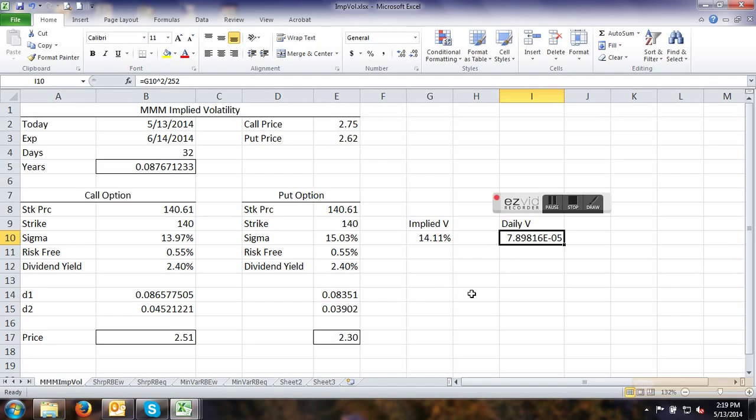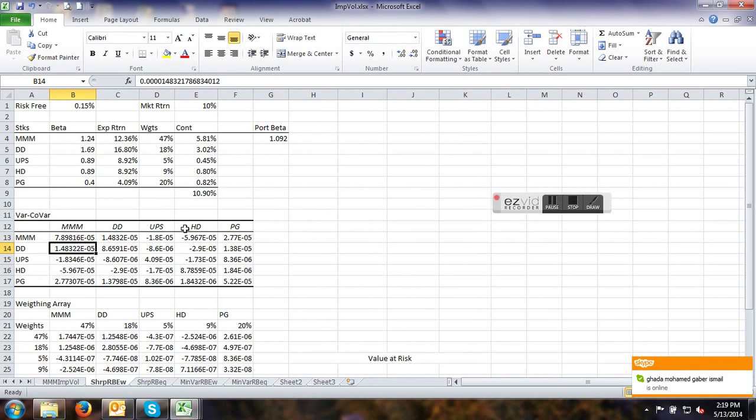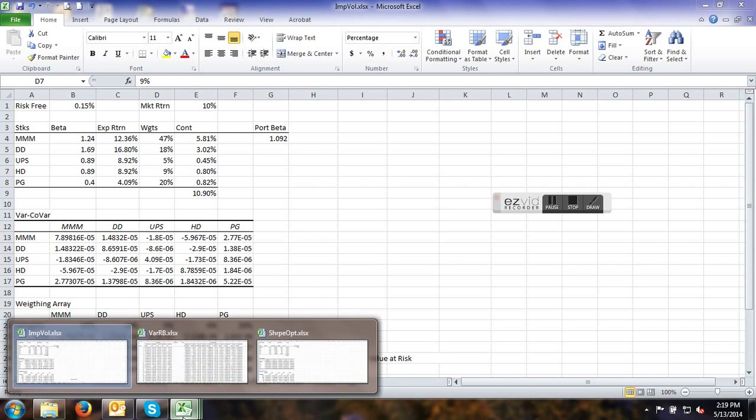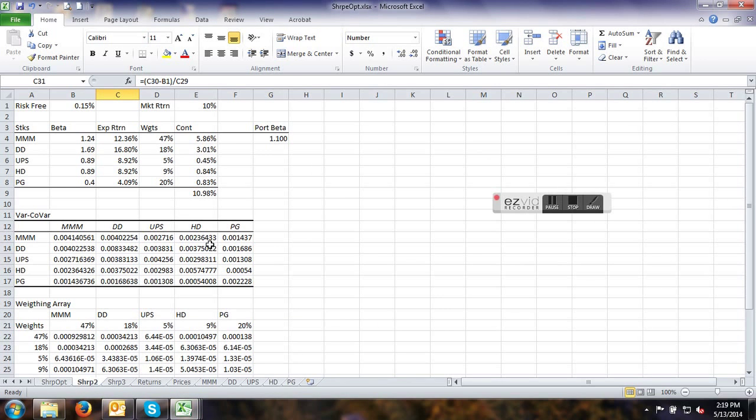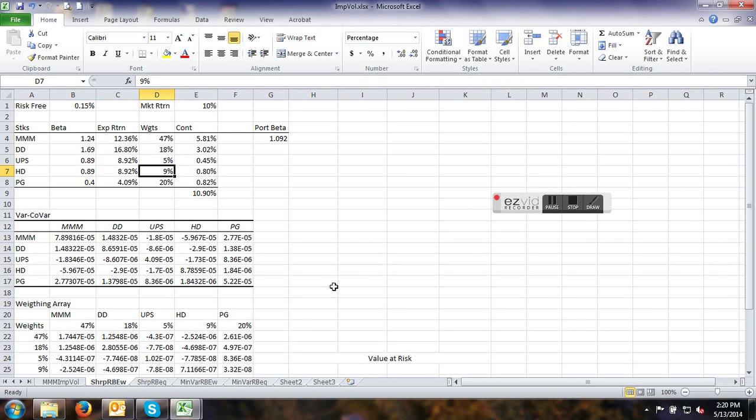And what we want to do then is, this is my exponentially weighted variance covariance matrix. The first thing I want to note is that the weights I'm using up here are the ones that came from my Sharpe optimal portfolio, 47.18.5, and then my minimum variance portfolio, 27.55.16.47. Those are the weights you definitely want to use for these calculations.